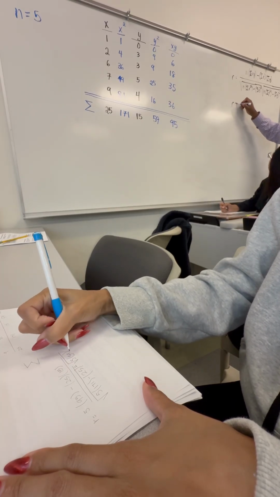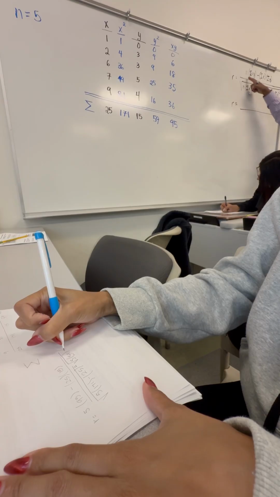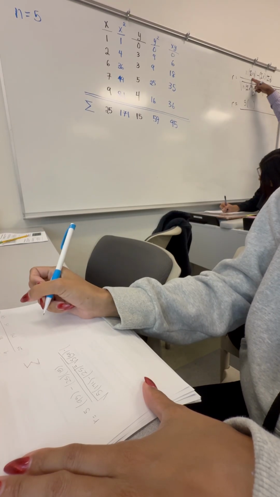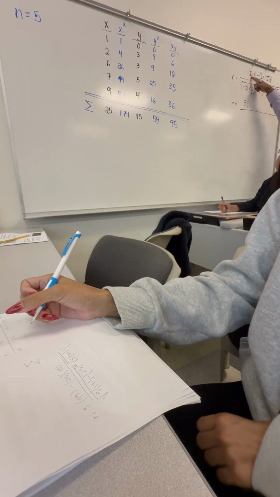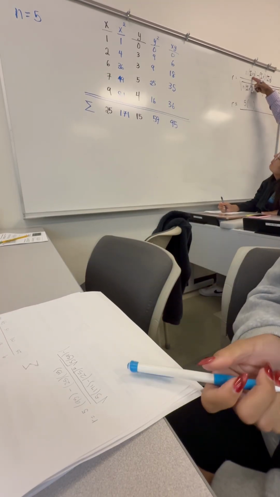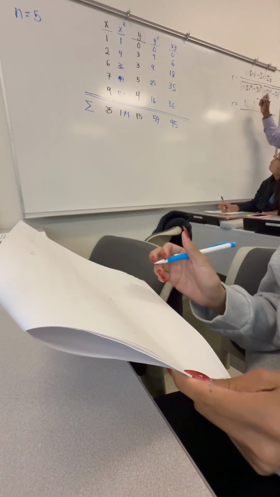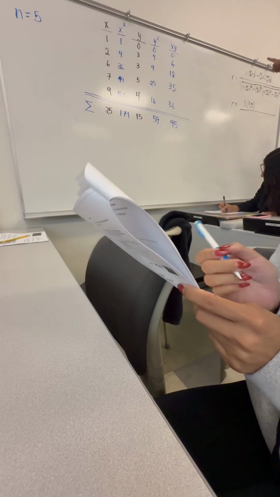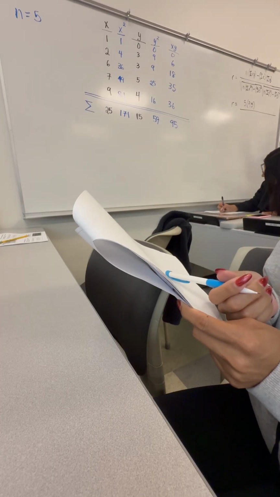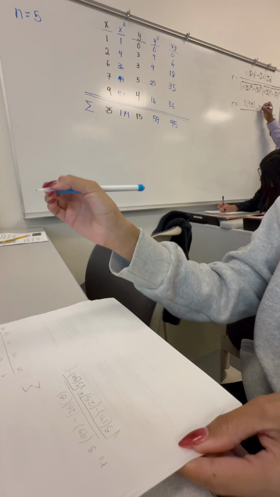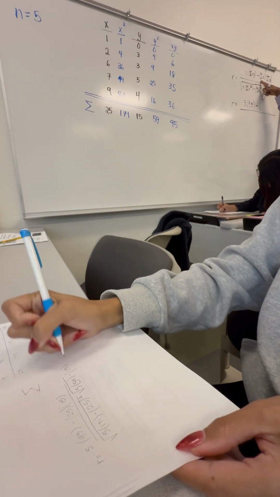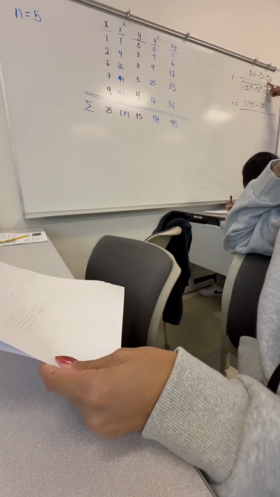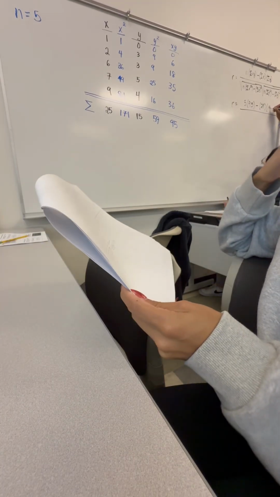So R is equal to, what is N? 5, correct. What is summation XY? 95. 95, correct. See, summation XY, find the connection. You see that? Minus, what is this? 25. Summation Y, 15. 15, excellent.